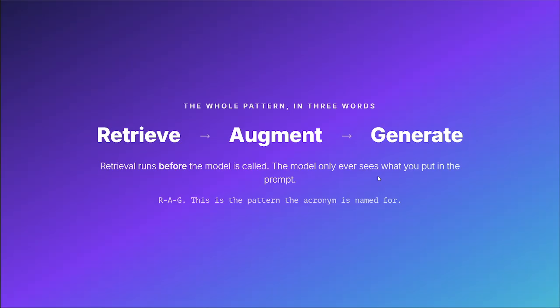Now coming back to the key concept of this video. The whole pattern is divided into three things, which is RAG. R for retrieve, A for augment, and G for generate. And retrieve is something that runs before the model is called, and the model is only as good as the prompt you give to it, right? And this is where the whole pattern comes into the picture.